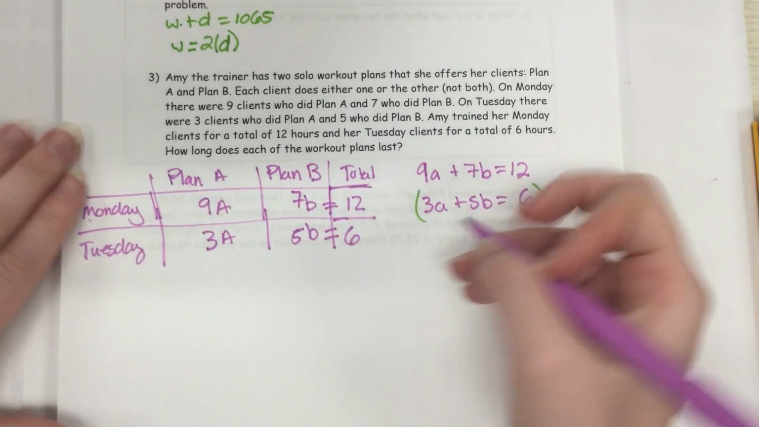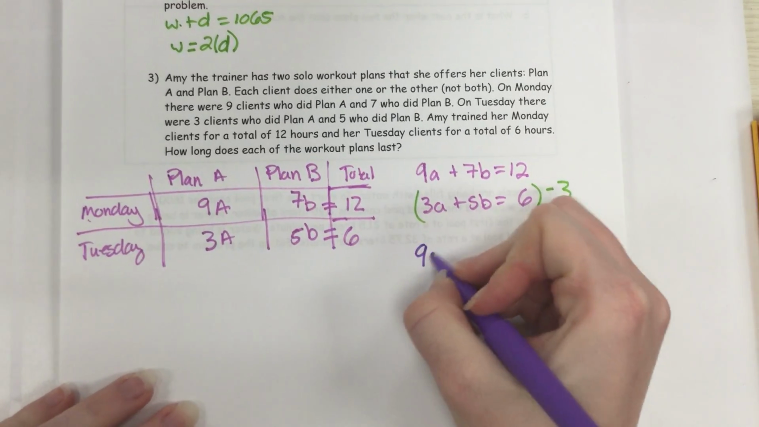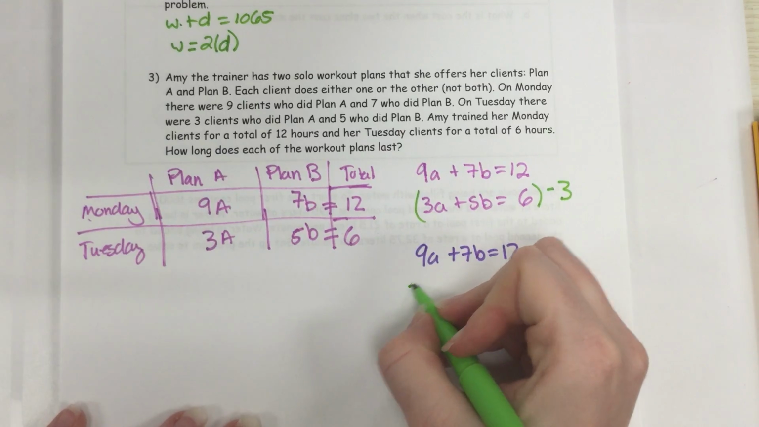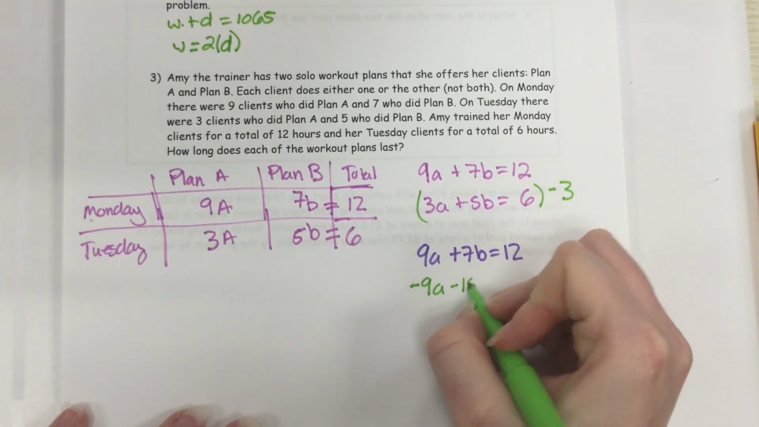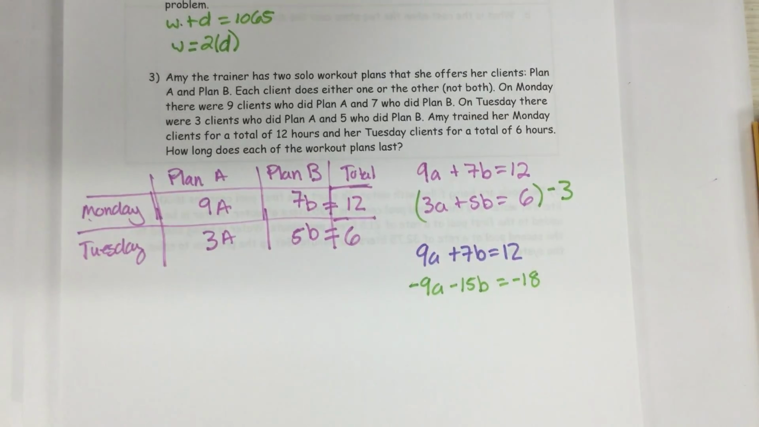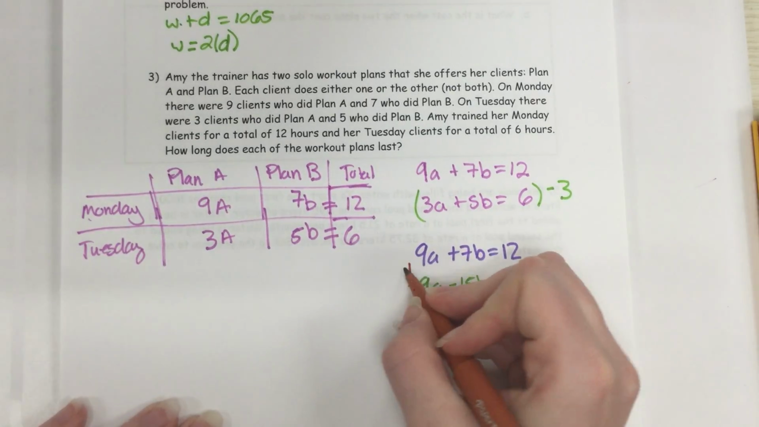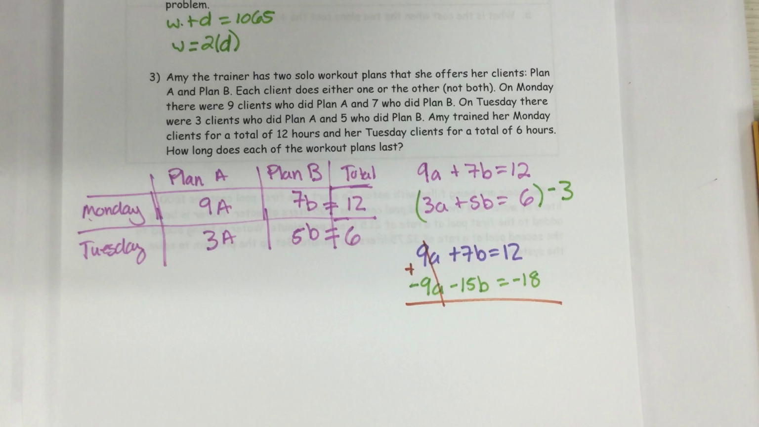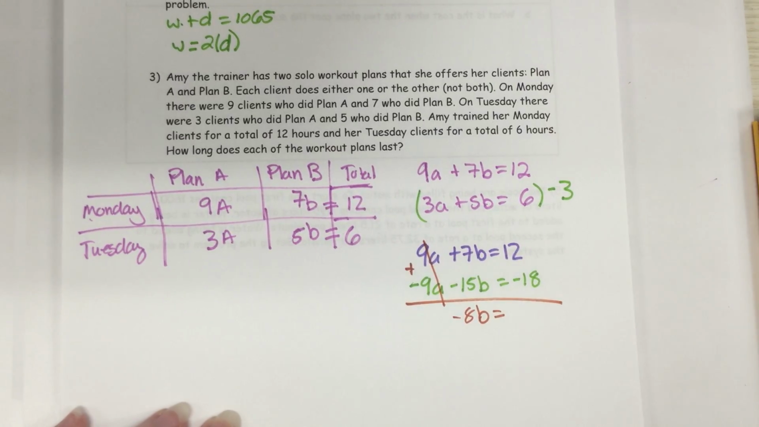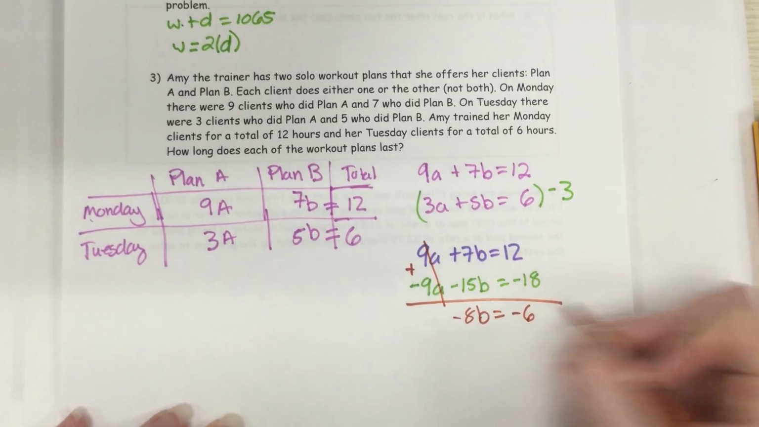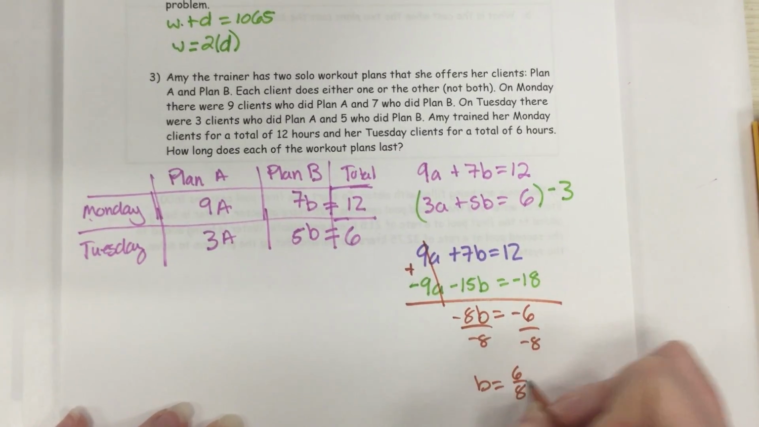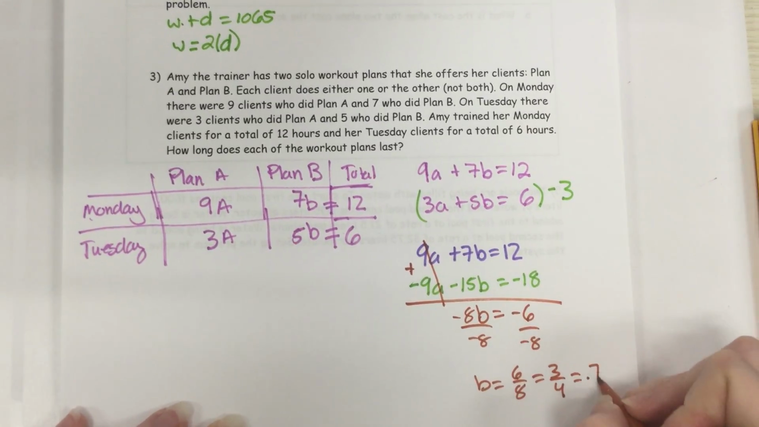So what that is going to get me, I'm going to copy down the first one. And so I have 9A plus 7B equals 12. And then I will get a negative 9A minus 15B equals a negative 18. And so all you want to do then is just add those 2 together. Okay, your A's make 0. 7 minus 15 is a negative 8B, and 12 minus 18 is a negative 6. And so to solve for B, you divide by negative 8. And so you have 6 over 8, which we know is 3/4, or 0.75.